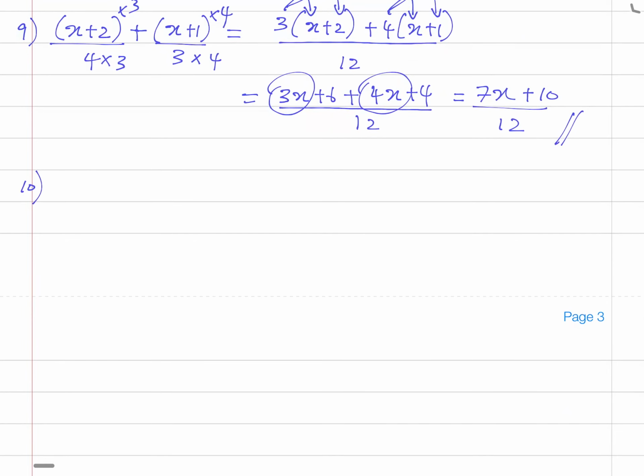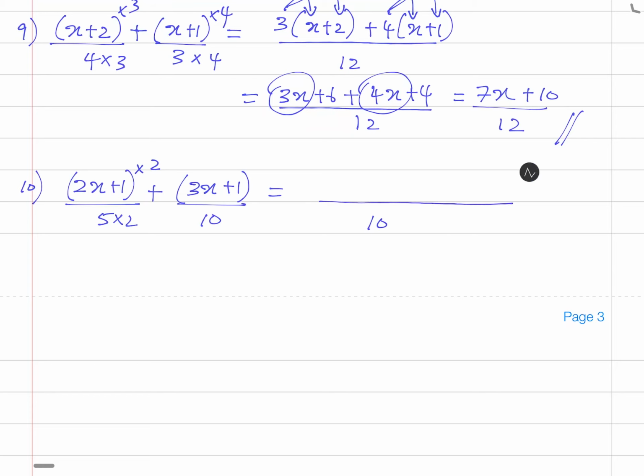Now we will do this question as well. (2x plus 1) divided by 5 plus (3x plus 1) divided by 10. Now here, if you multiply the first term by 2, including the numerator, you can have a common denominator with the second term, which is 10. Now we will rewrite the numerator, which is 2 times (2x plus 1) plus (3x plus 1).